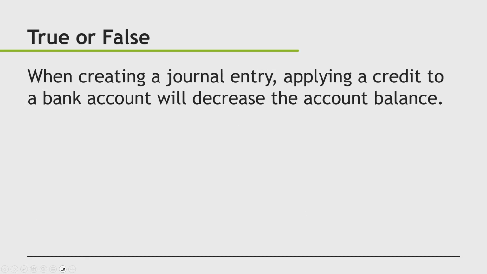True or false? When creating a journal entry, applying a credit to a bank account will decrease the account balance. So thinking about how journal entries work and how debits and credits work, when creating a journal entry, applying a credit to a bank account will decrease the account balance. Is that true or false?